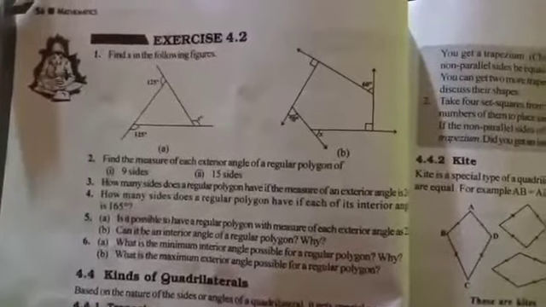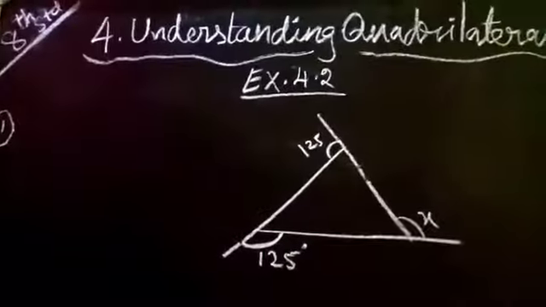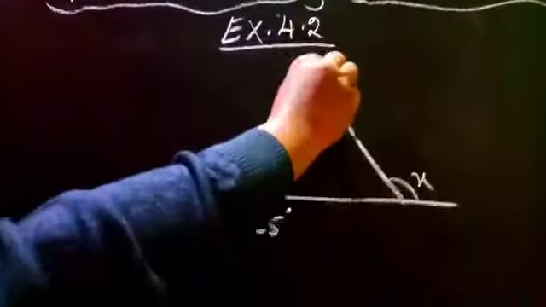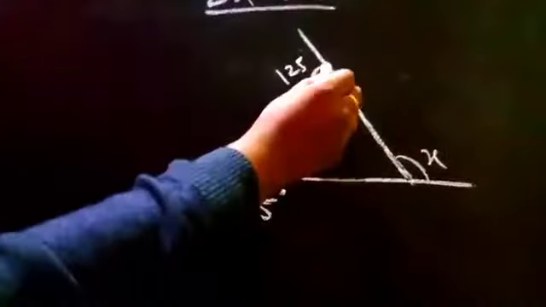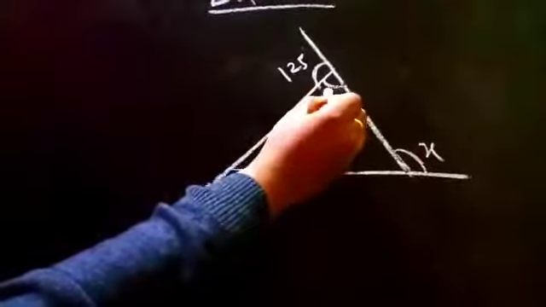Today's topic is Understanding Quadrilaterals, Exercise 4.2. First question they have given: find x in the following figures. First one, here this is a straight line. In the straight line, the exterior angle they have given is 125 degrees. We are going to find the interior angle.